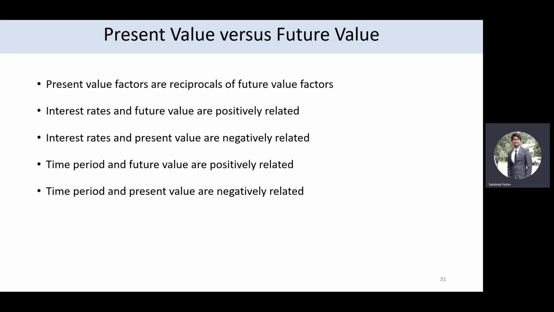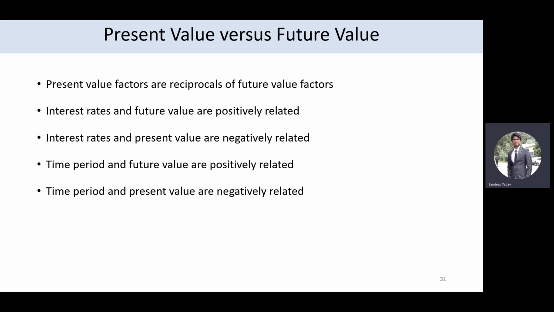Now we have seen the present and future values with similar formulas, and compound interest annually or quarterly. So what we can do right now is compare present versus future values. The present value factors are reciprocal to the future value factors. Interest rates and future values are positively related. Interest rate and present values are negatively related, as we can see from the formula itself, it's the reciprocal.